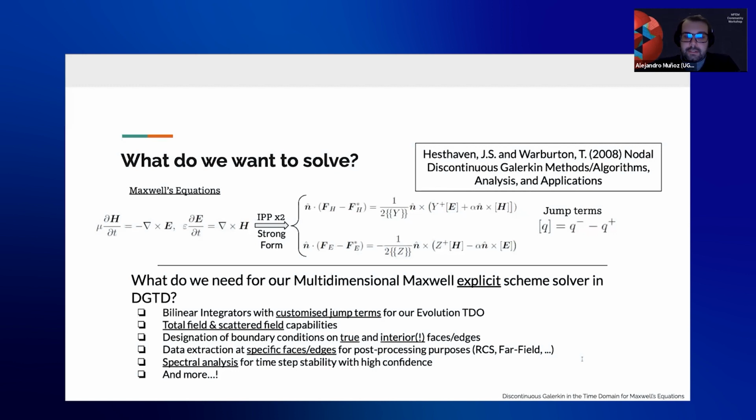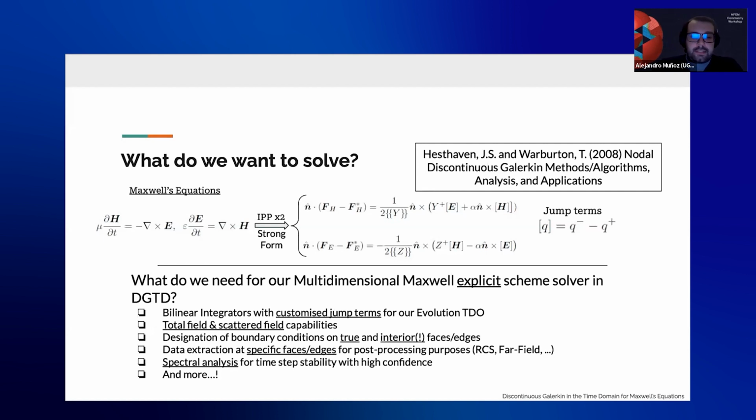What we're looking for is to have the flux in the strong form of the equations, which means that we're only going to have jump terms instead of just average and jump terms on them. So our work basically means extending the functionalities of MFEM regarding some things that we weren't able to find or we thought that were needed. So we're going to need some bilinear integrators with some customized jump terms for the time dependent evolution operator. We're going to need total field and scattered field capabilities for illumination. We're going to need to designate boundary conditions, not only on true boundaries, but also those interior faces and edges that we'll probably talk about in the issues.